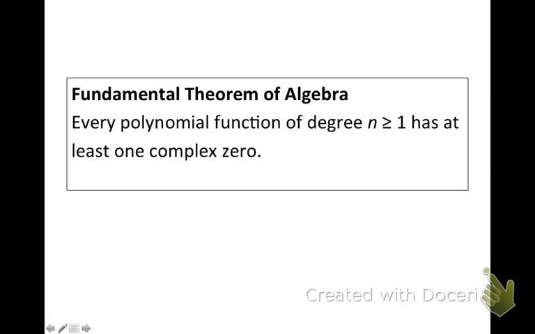All right, so let's write this down. Fundamental theorem of algebra. We're almost there. So your fundamental theorem of algebra states the following. Every polynomial function of degree n greater than or equal to 1 has at least one complex zero.